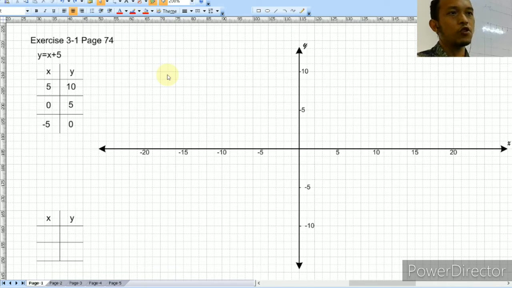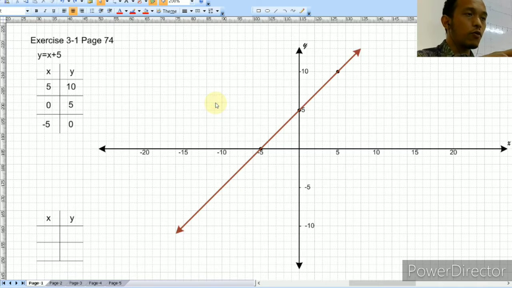Two pairs are enough for you to draw a straight line, since we know that a linear function forms a straight line. But let's just try to plot these 3. First 5, 10, this one, and then 0, 5, this one, and then negative 5, 0, this one. Then let's connect them with a straight line, and this is it, the brown one. Let me give a label to it. So this is the first line, y equals x plus 5.